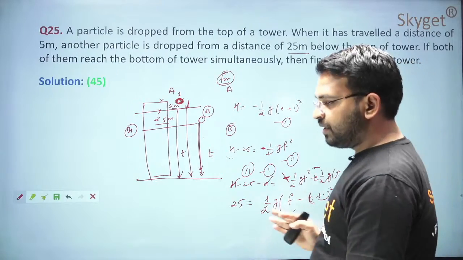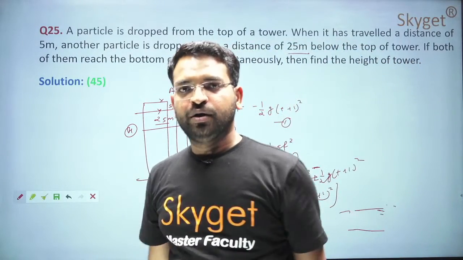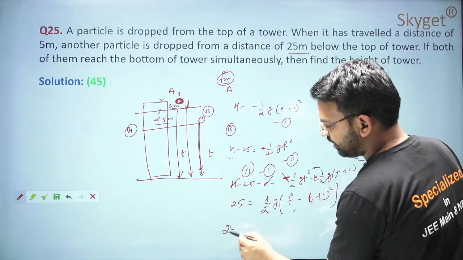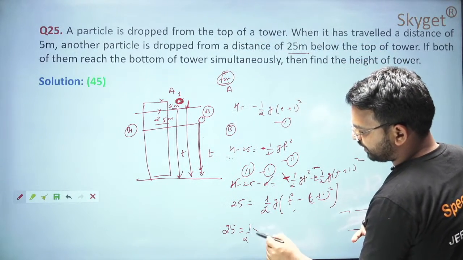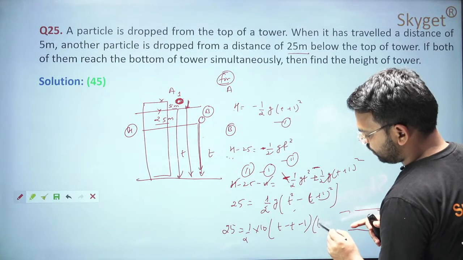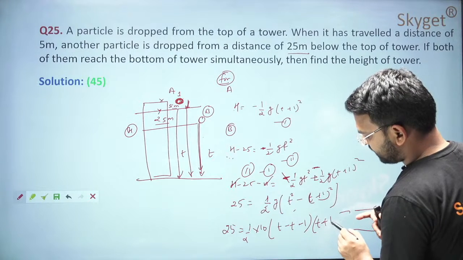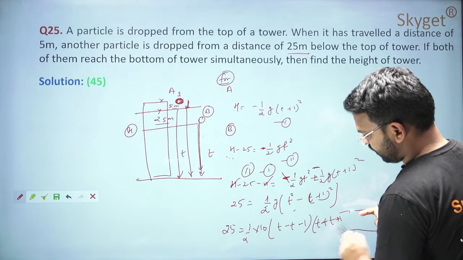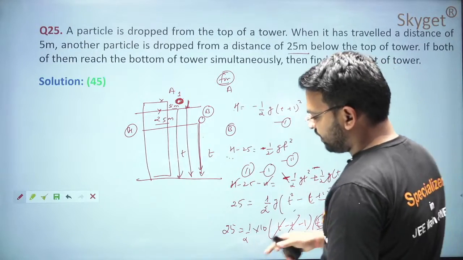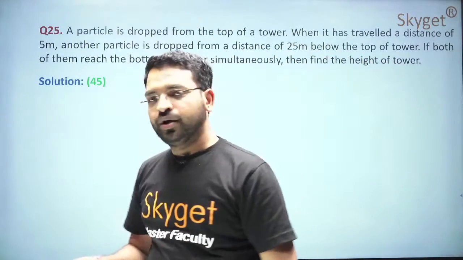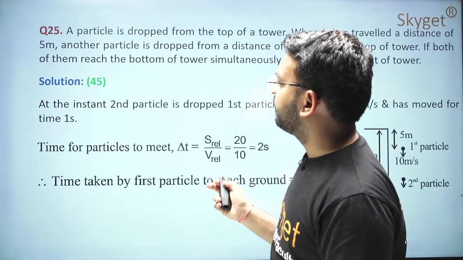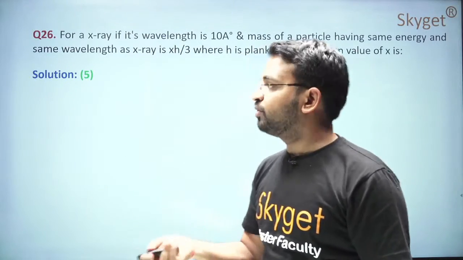Simple thing, a square minus b square equal to (a minus b)(a plus b). So what will happen over here? 25 equal to 1 over 2 into 10 into (t minus 1) into (t plus 1). T and t cancel out, 2t here, only one variable, simple, get your time. So after solving that, you will get the time to be 4.5 seconds, 45 height, okay.